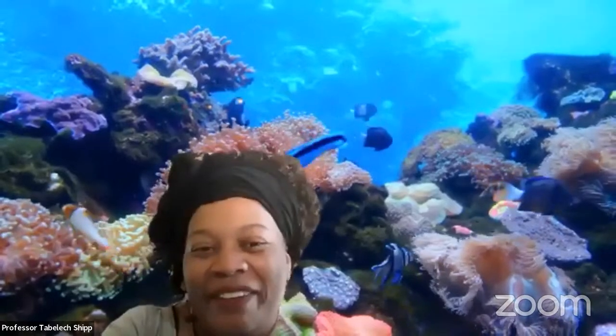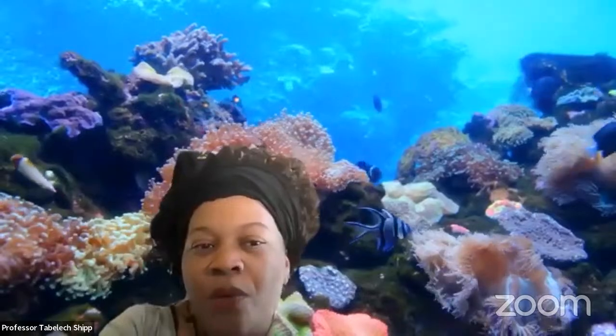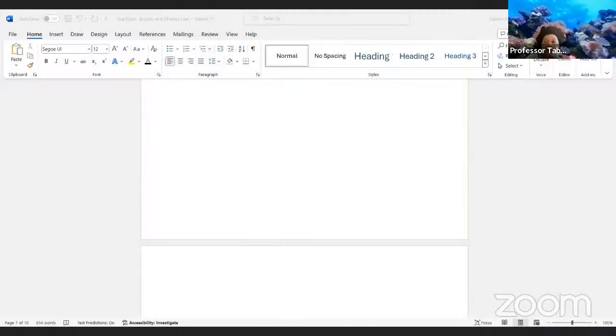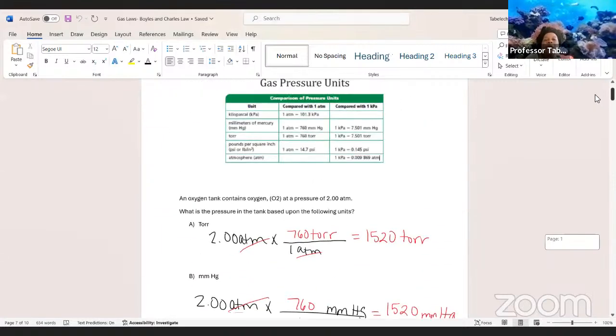Right here. Let me go back to my gas laws. Okay. So yesterday, when we were talking about the gas laws, we did discuss Charles's and Boyle's law. And what we had to do and realize is that when you're looking at these gas laws, you've got to keep in mind the different units.